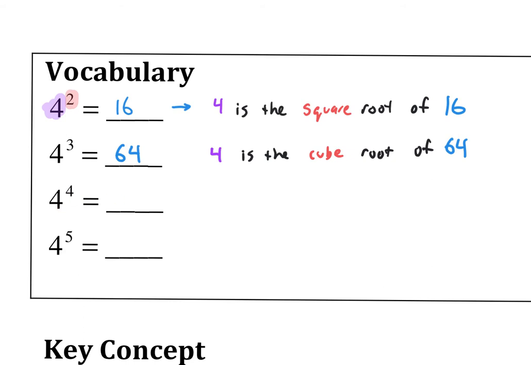4 to the 4th power is 256. So that means 4 is the 4th root. And now after a while, we stop using special words and we just say the numberth. The 4th root of 256.